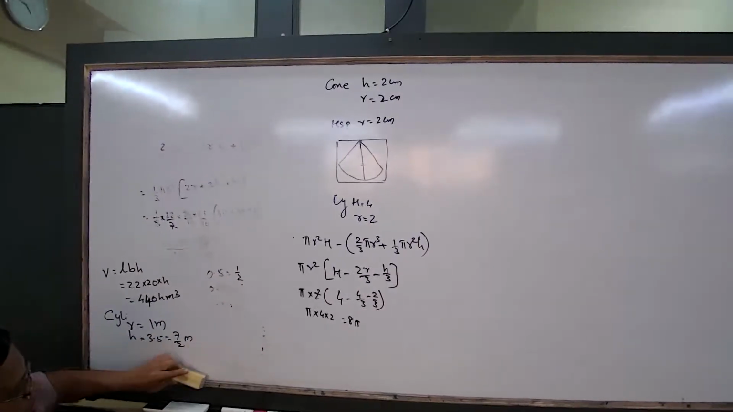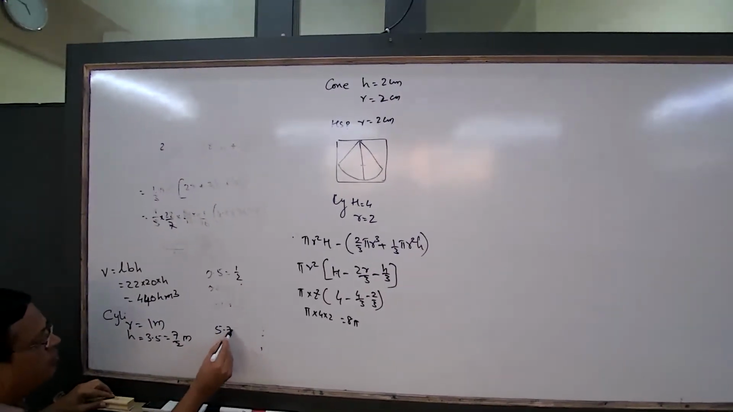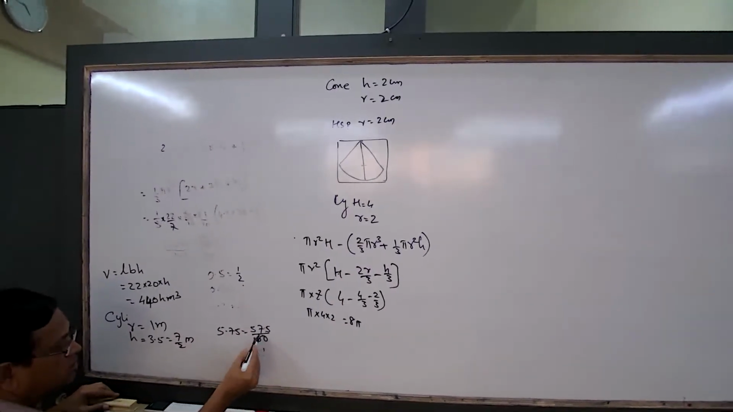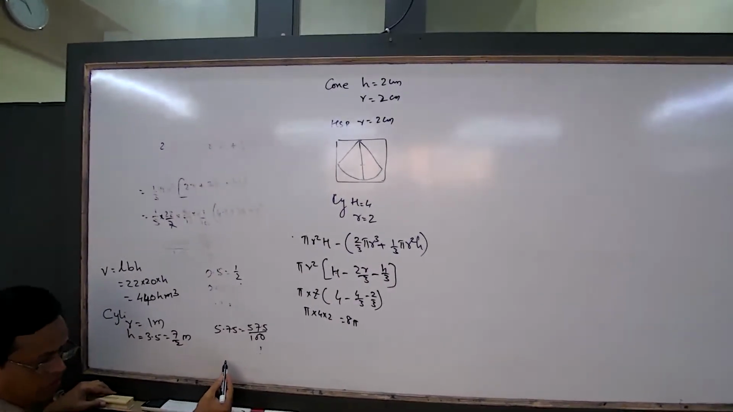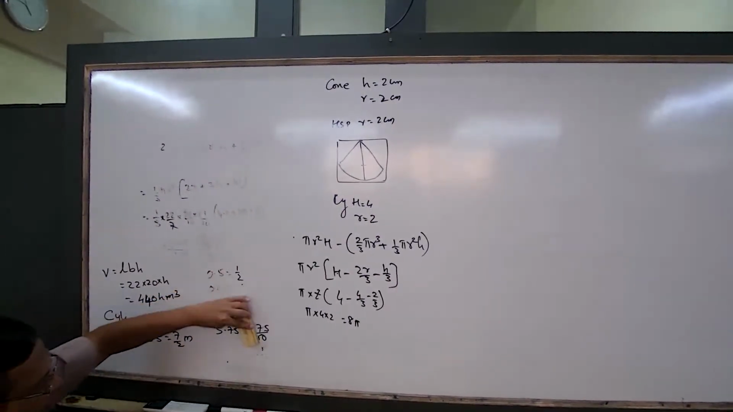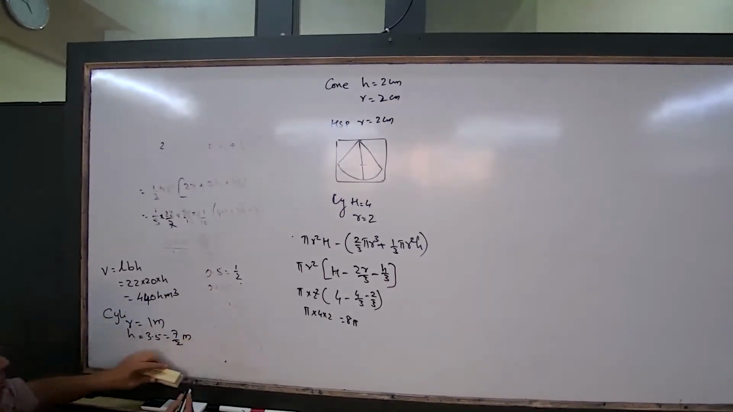Why I am telling this is, if you write 5.75 is equal to 575 by 100, cancellation sometimes you make mistakes. This is correct, there is no problem, but cancellations and all we make mistakes. So that is why, if you are writing 5 3 by 4, it's easy to calculate.